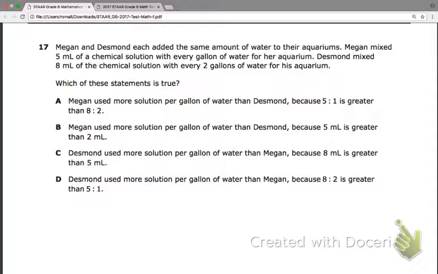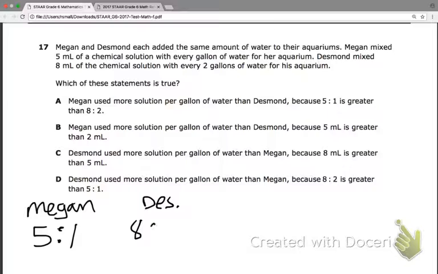So I'm hearing something per something, or something mixed with every something. That is a clue that we have ratios. So, Megan, let's write Megan here, mixed 5 milliliters of chemical per every gallon of water. That means every 1 gallon of water. And Desmond, I'm just going to write Des, mixed 8 milliliters with every 2 gallons.